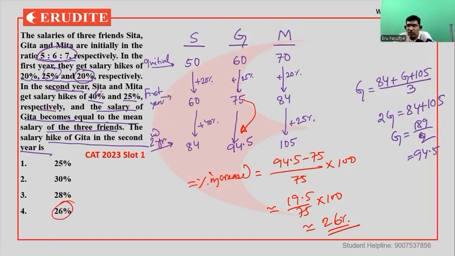So you can see this question tests your foundation knowledge of three topics. That is, one is the basic ratio, then basic percentage calculations, and then average. So if I am good at the foundation level understanding of the three topics, I can solve these questions without any hassles.